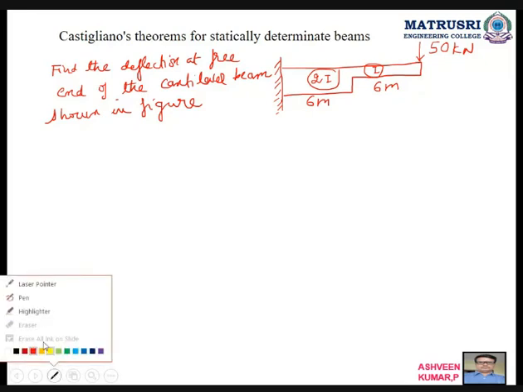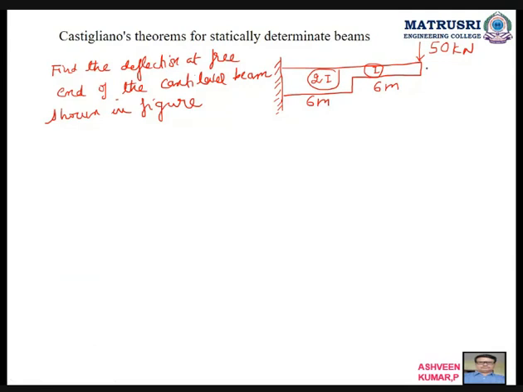Free end. So the first step is you want to take a dummy load wherever it is asking. You take a dummy load here. I am taking this as A, this as B, this as C. The first step is you take a dummy load at the free end wherever it is asking. That is step 1.